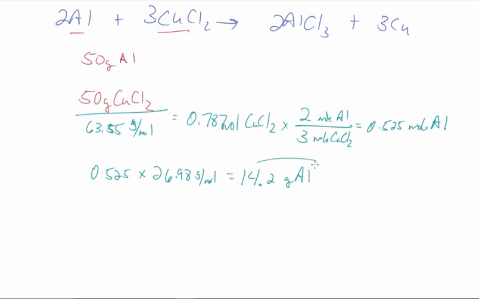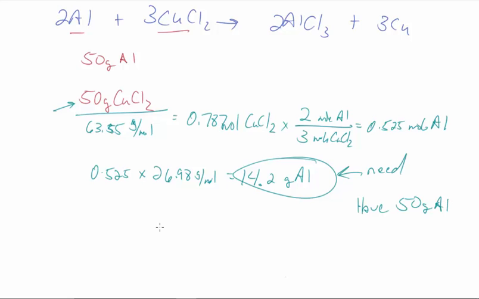So now remember, what this is telling me is that if I want to react 50 grams of copper 2 chloride, I need 14.2 grams of aluminum to do it. And so this is where those three choices come into play. Do I have too little? Do I have the exact amount? Or do I have too much? So I need 14.2, right? I have 50 grams of aluminum, and so now that answers our question.